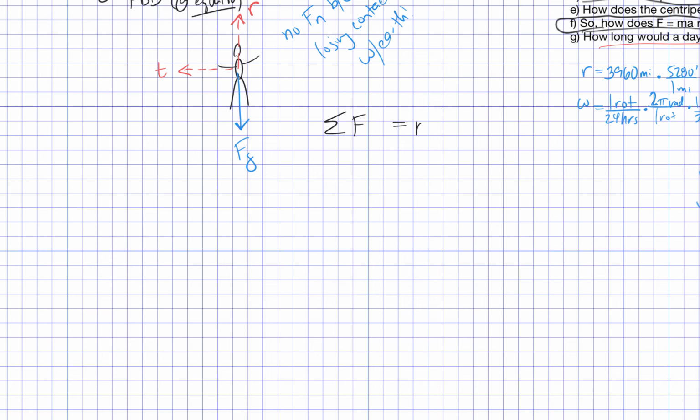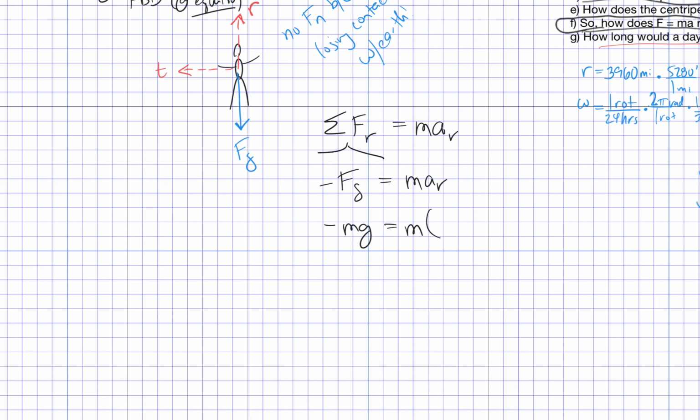So the sum of the forces in the r direction equals m a sub r. In the r direction, the only force we have is the force of gravity, and it's going downwards, negative F sub g. We're going to leave that right-hand side alone, m a sub r, and we will keep rolling. We will say negative mg. So that's expanding the left-hand side.